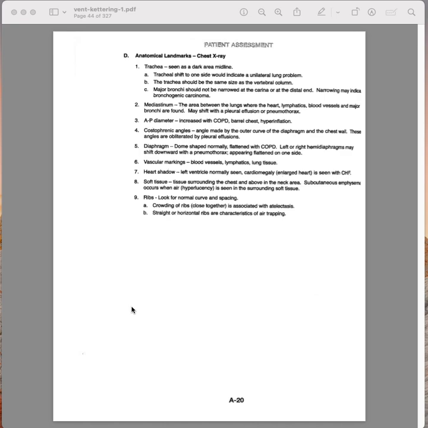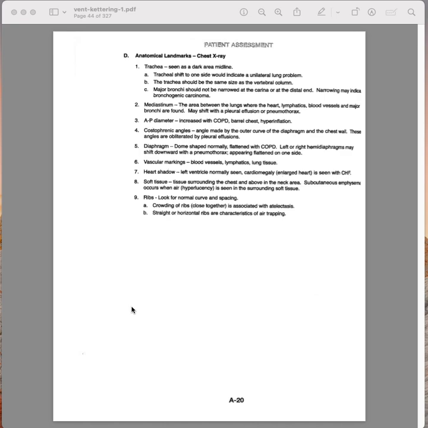D. Anatomical landmarks, chest X-ray. Number 1. Trachea, seen as a dark area midline. Tracheal shift to one side would indicate a unilateral lung problem. The trachea should be the same size as the vertebral column. Major bronchi should not be narrowed at the carina or at the distal end. Narrowing may indicate bronchogenic carcinoma.